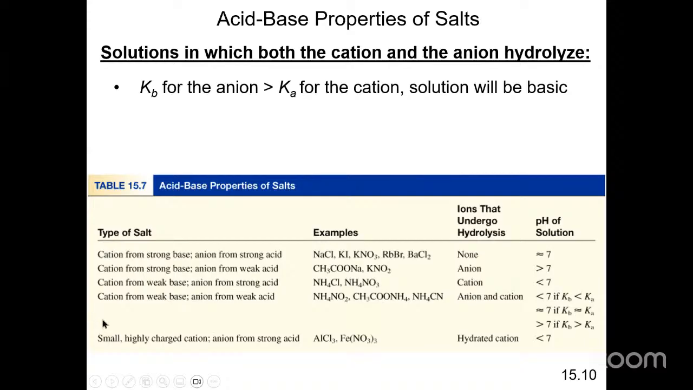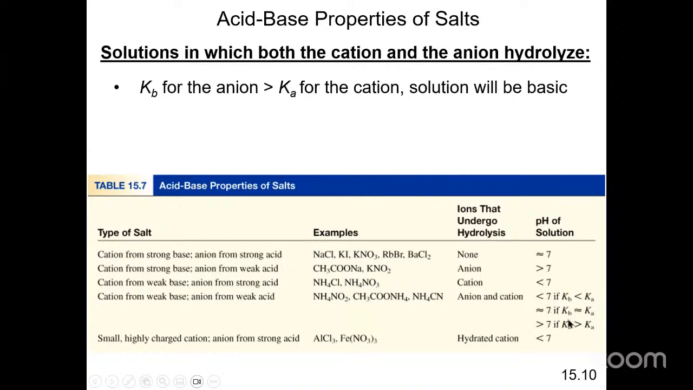And then now, we didn't talk about this particular situation earlier, but what if the cation is from a weak base and the anion is from a weak acid? And the answer is, it depends. And what does it depend on? It depends on whether or not the Ka value for the acid is greater or less than the Kb value for the base, all right? So as stated here, if Kb is less than Ka, then the solution will be acidic, right?